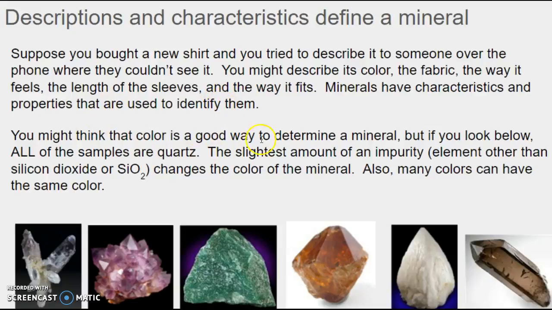You might think that color is a good way to determine a mineral, but if you look below, all of the samples below are different forms of quartz, that the slightest amount of an impurity, an element other than silicon and oxygen, or SiO2, changes the color of the mineral. Also, many minerals have the same color.